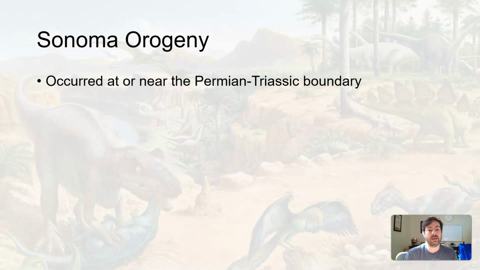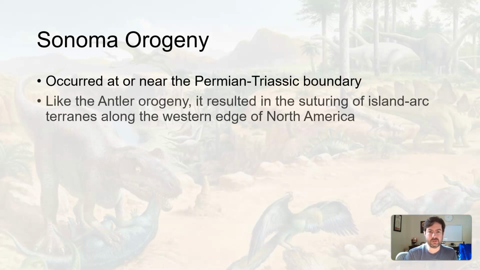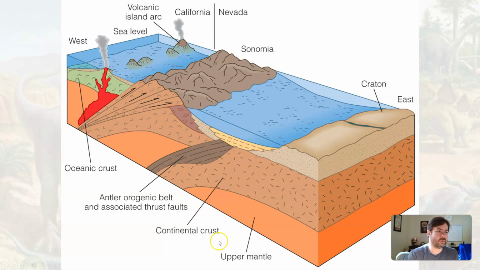So the first orogenic event during this Mesozoic era was the Sonoma Orogeny. It occurred right near the Permian-Triassic boundary, so right as we're getting into the Mesozoic era. And like the Antler Orogeny, it resulted in an island arc being sutured on to the western edge of North America. So we've seen things like this. And this happened early on in the Mesozoic.